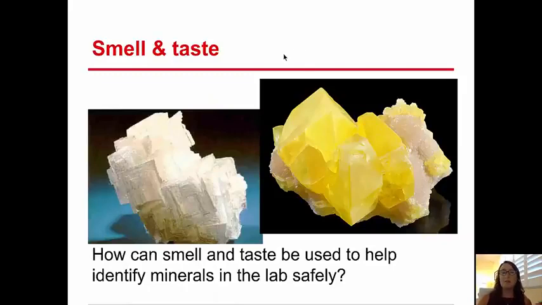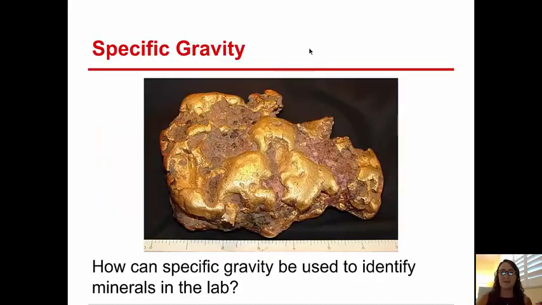Smell and taste can help us be characteristic, but remember to be careful of this and only use smell or taste if your instructor directs you to do so. On the right side here, you see beautiful yellow crystals of sulfur, and if you scratch those slightly, you'll get that rotten egg smell. On the left side, you see beautiful white crystals of rock salt, and if you were directed to taste that, you would taste a very salty taste in the lab.